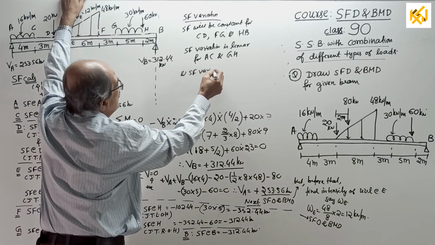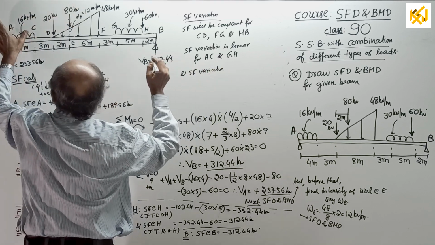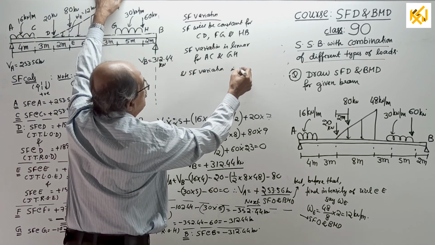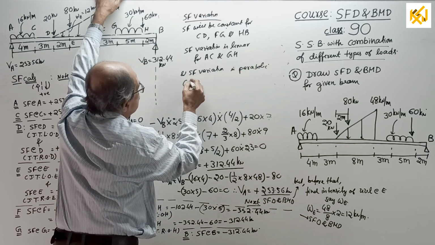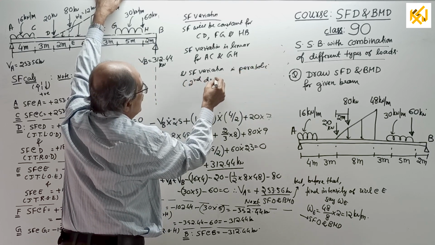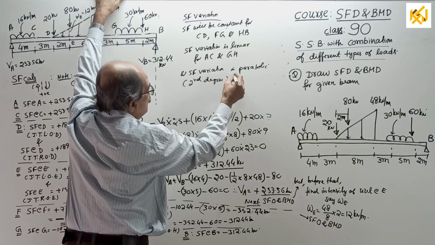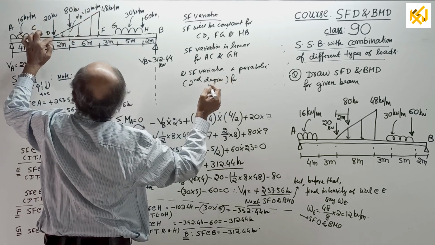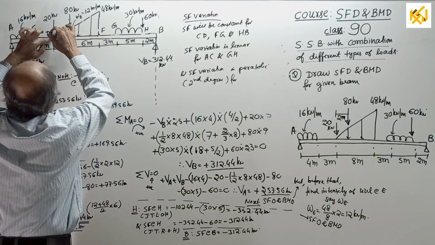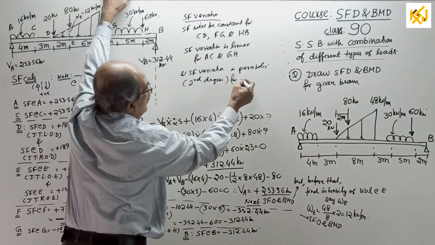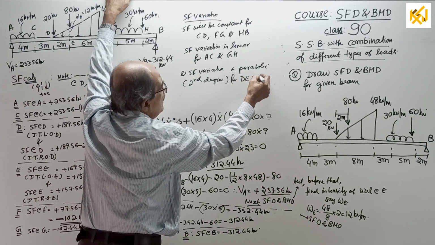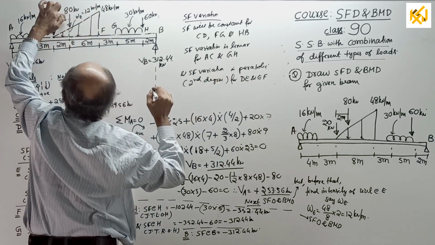And lastly, the SF variation all over, yes, all over, is parabolic of second degree for D to E and E to F, that is, for DE and EF. It will not be the same parabola, because a change will come here.